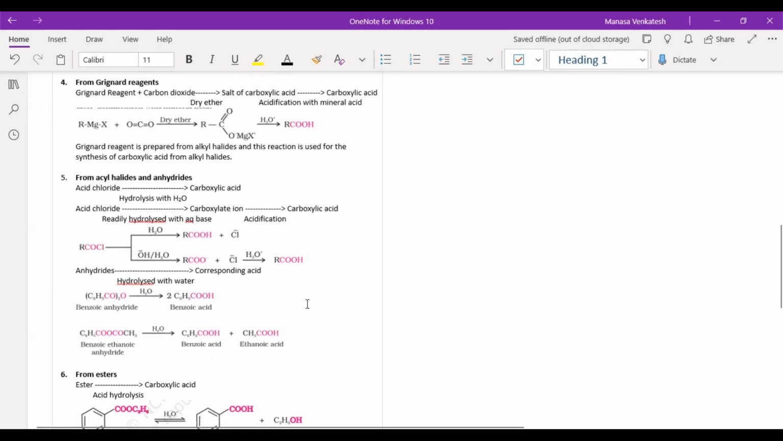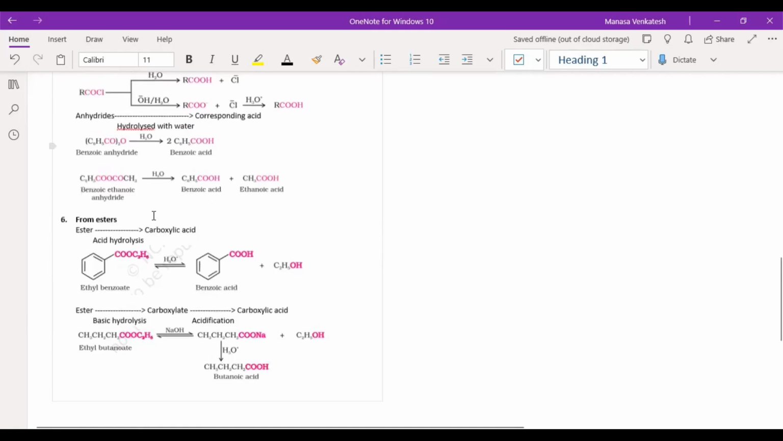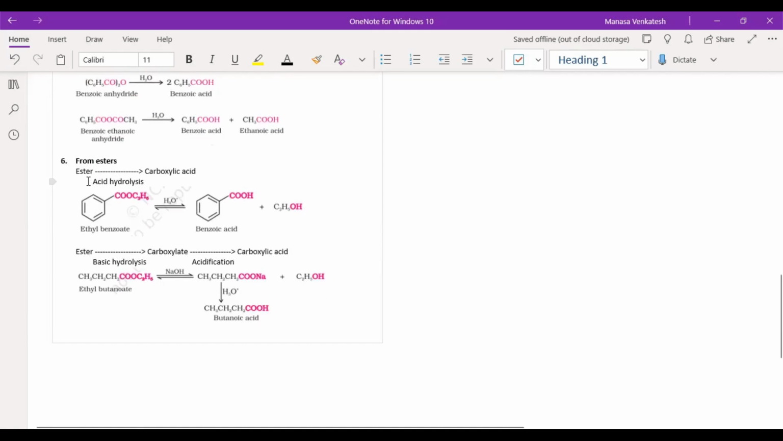And the anhydrides, on the other hand, are going to be hydrolyzed with water to give us the corresponding acid. So here you have benzoic anhydride. It's giving us 2 molecules of benzoic acid. Next is from ester. So ester undergoes acid hydrolysis to give us carboxylic acid. So here you have ethyl benzoate. It's undergoing hydrolysis to give us benzoic acid as well as ethanol. Now, this is acidic hydrolysis, right? When it's a basic hydrolysis, it's going to give us a carboxylate. And this on acidification is giving us carboxylic acid.